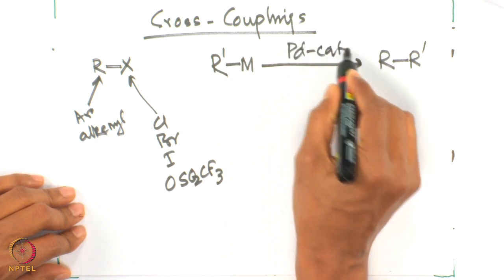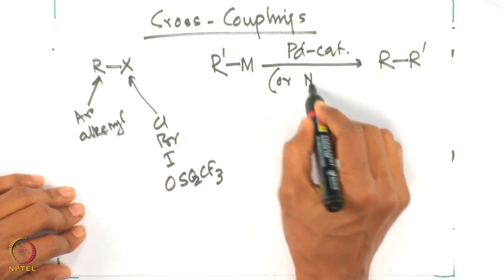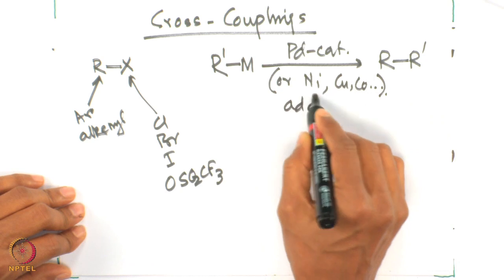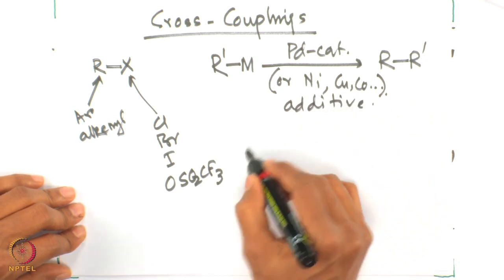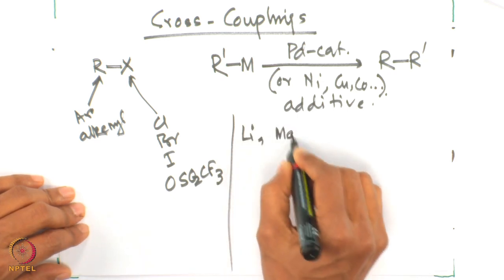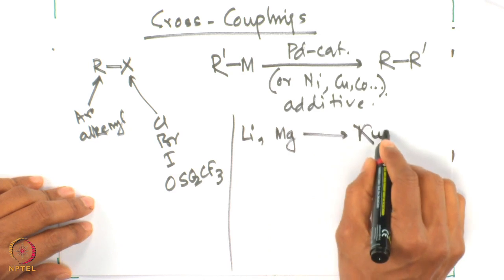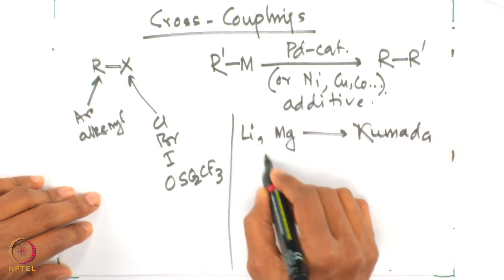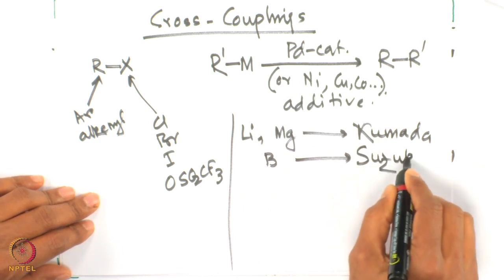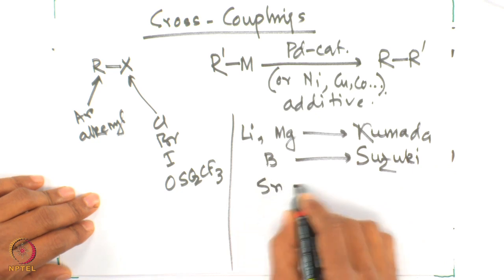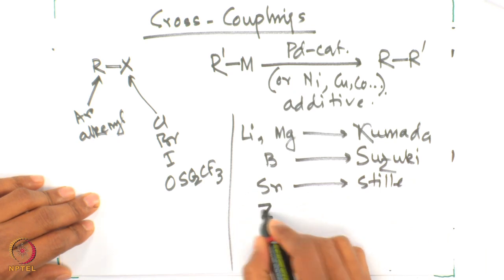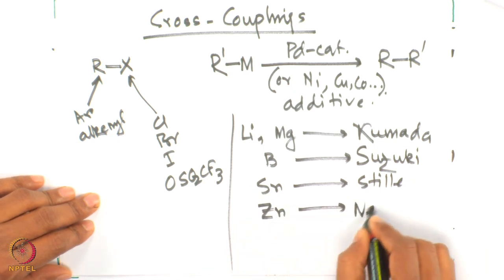Let us say we are using palladium catalyst. Of course, we can use others such as nickel, copper, cobalt, etc. We need various additives depending on the reaction condition. Overall, if it is a lithium or magnesium reagent, that is called Kumada coupling. If it is a boron reagent, that is called Suzuki coupling, right, Suzuki reaction. If it is tin, that is the Stille reaction. If it is zinc, that is the Negishi reaction.